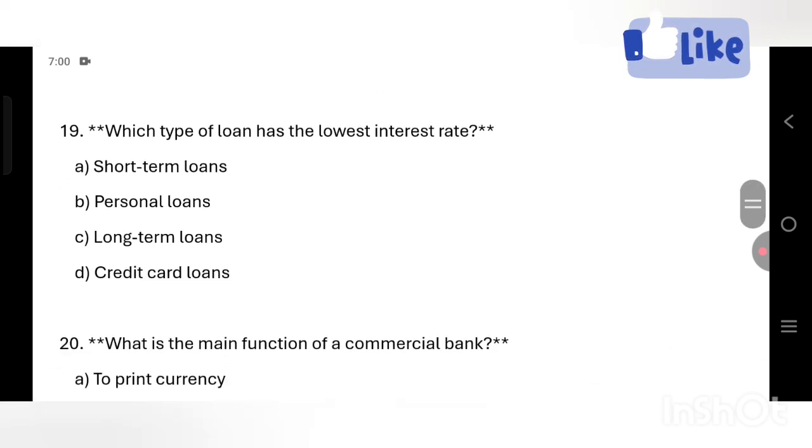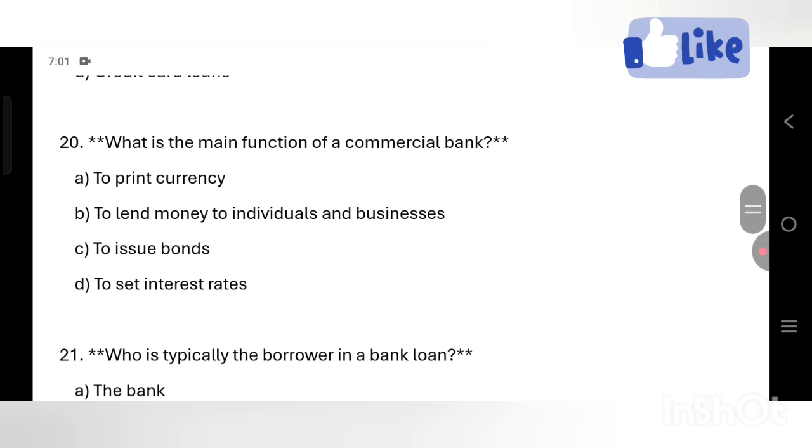Question number 19. Which type of loan has the lowest interest rate? Short term loans, personal loans, long term loans, credit card loans. The correct answer is long term loans, option C.